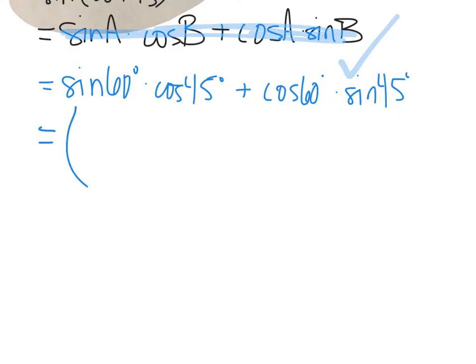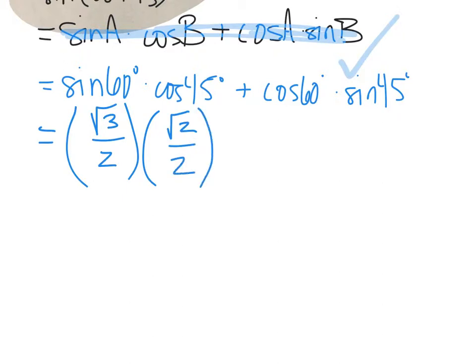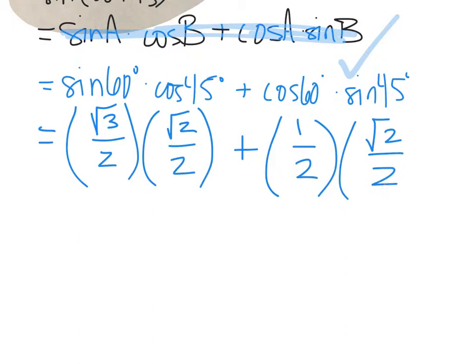The sine of 60 is root 3 over 2 from your unit circle. The cosine of 45 is root 2 over 2 from your unit circle. The cosine of 60 is 1/2 from the unit circle. And the sine at 45 is root 2 over 2. All of these values come from your unit circle, which is why we can do this, because we know what these values are.